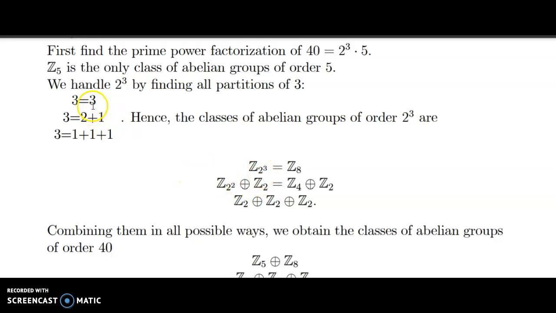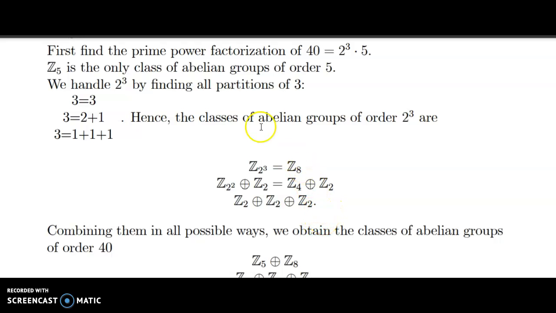Z2 cubed, Z2 squared plus Z2, and Z2 plus Z2 plus Z2. So these numbers here to the right are the exponents of 2 that appear. So this is actually Z8, this group is Z4 plus Z2, and this is Z2 plus Z2 plus Z2.